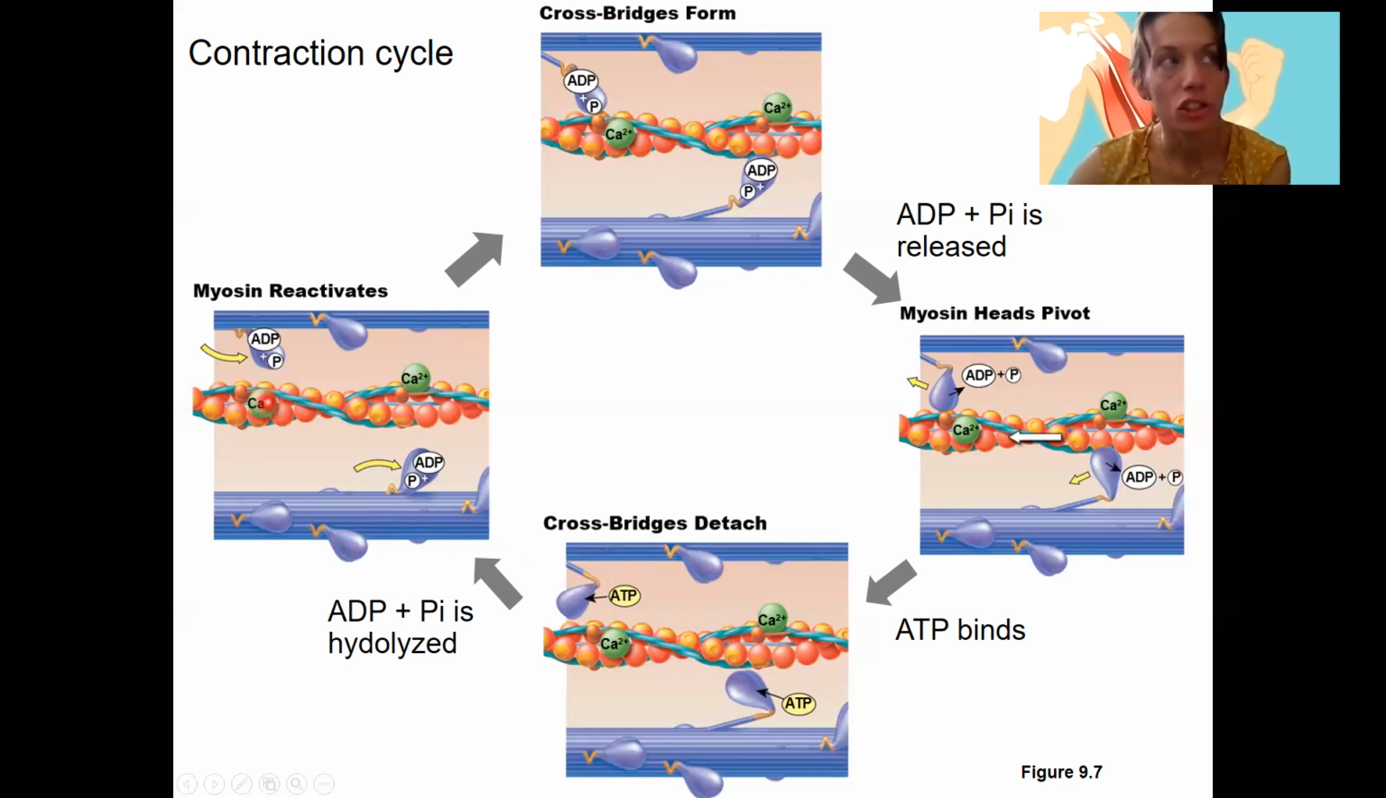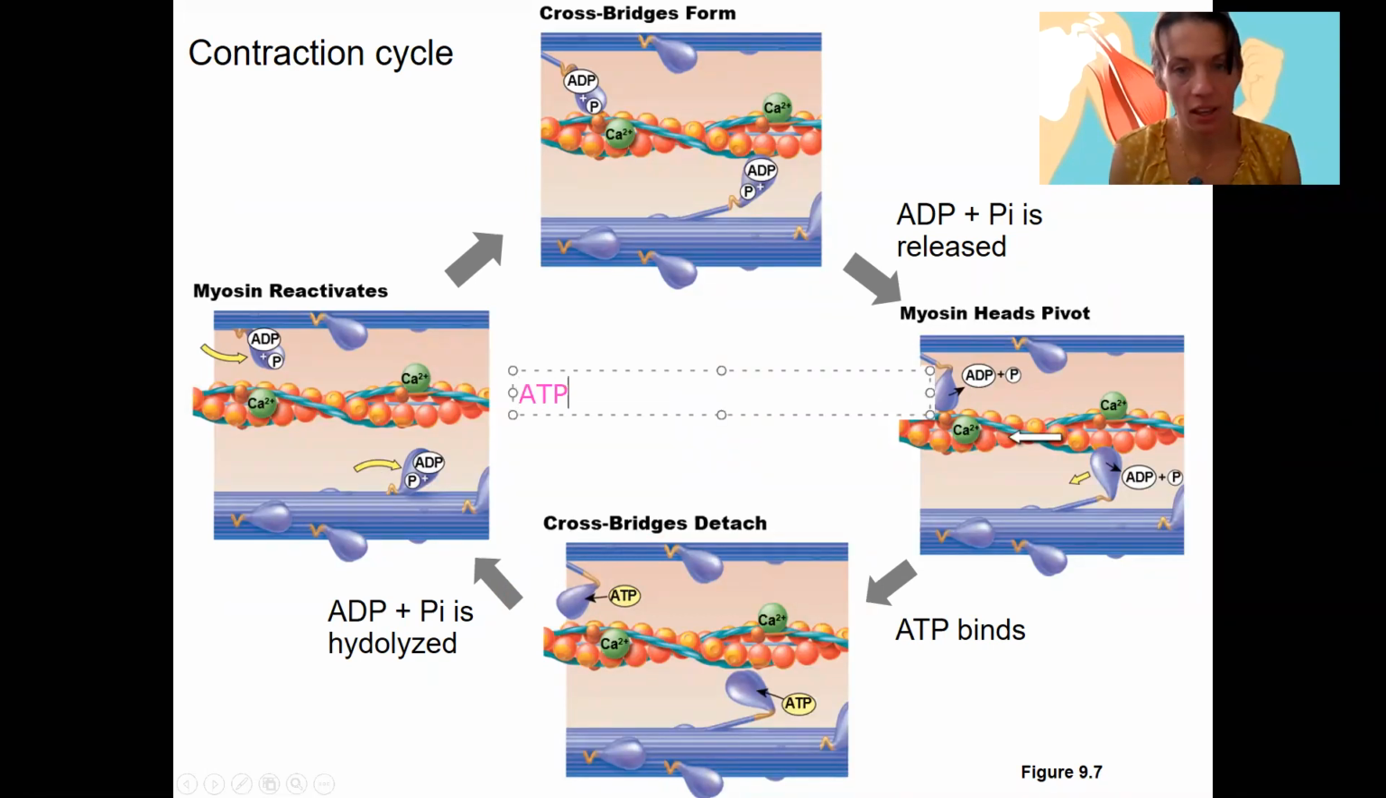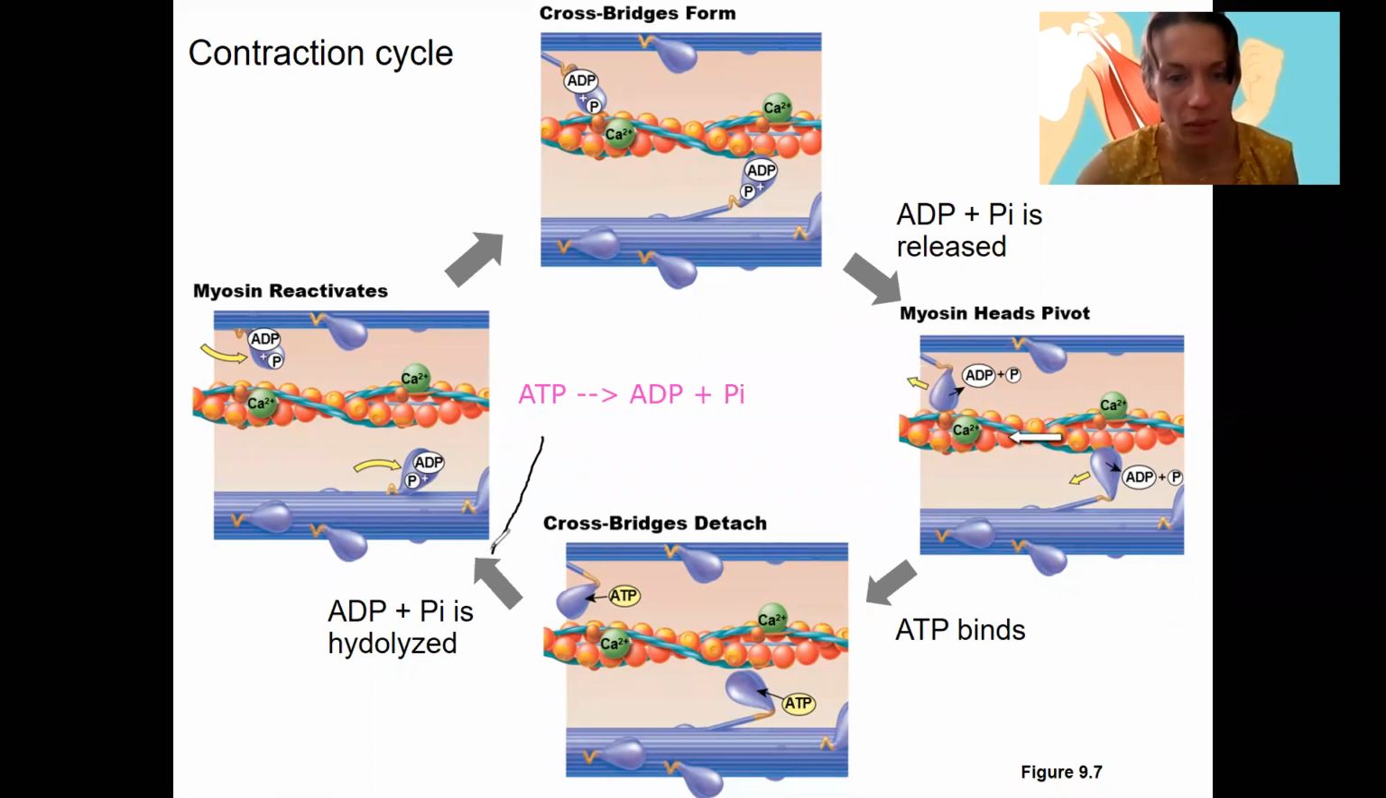ATP, this just reminds you of this, just in case: what happens to ATP? It is hydrolyzed, or broken down, into ADP plus a phosphate group. That's what's happening right here at this step. ATP goes to ADP and a phosphate group. That causes myosin to reactivate again, go back to this position, that orientation.